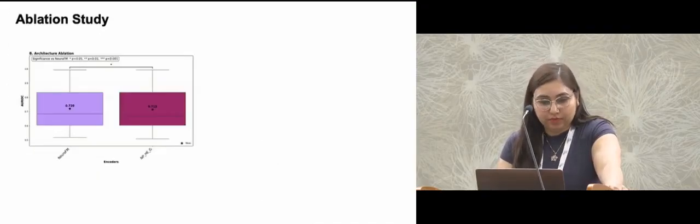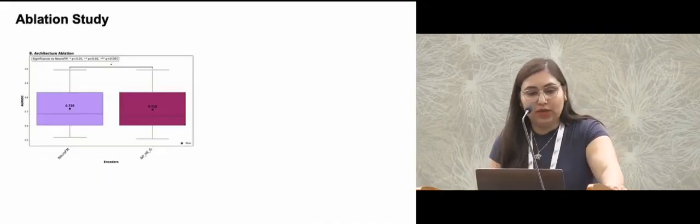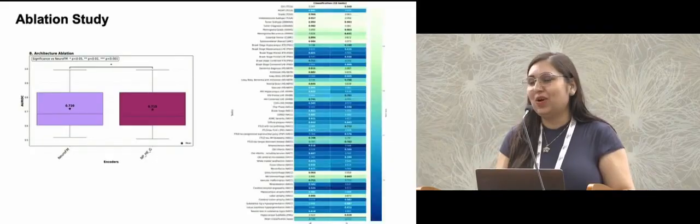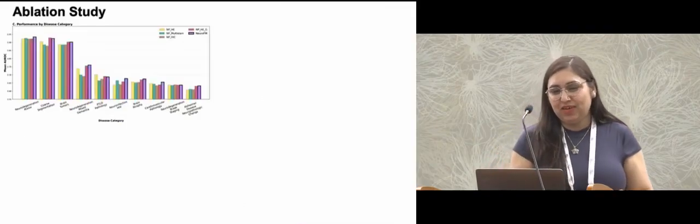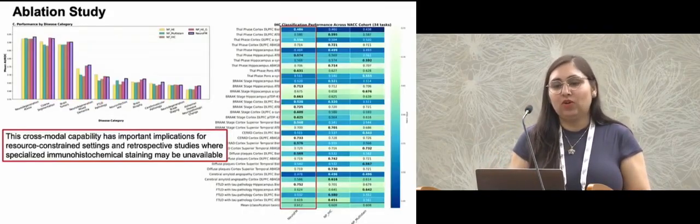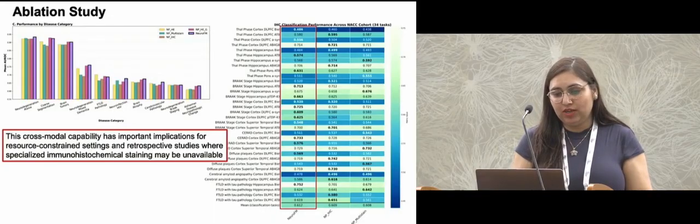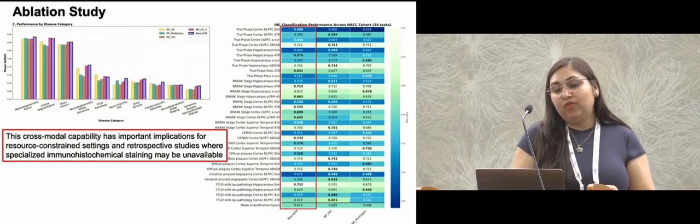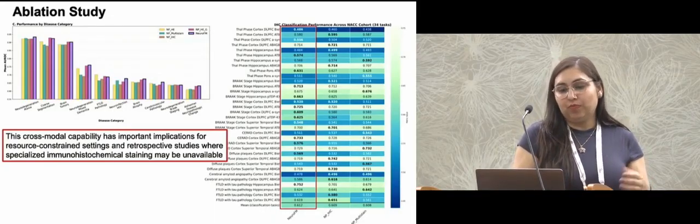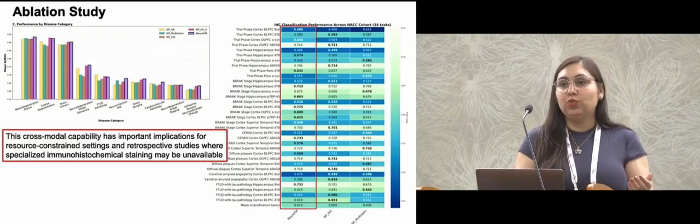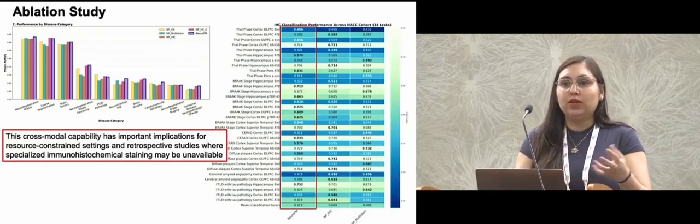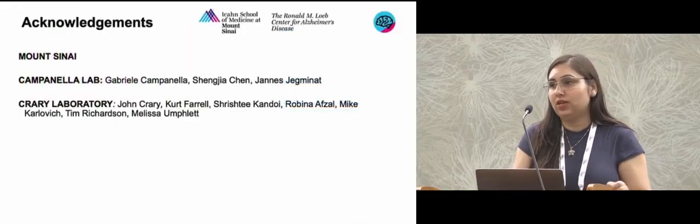I think I'm already over time, so I might not talk about the other ablation studies. Overall, we saw that it does have value for neurodegenerative diseases, and it did well for the IHC stain specific tasks, so it would be useful even in those conditions where the IHC stain is not available, since it can pick up signatures from the H&E stains.